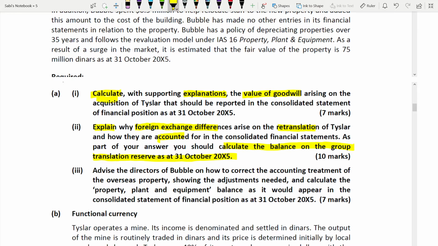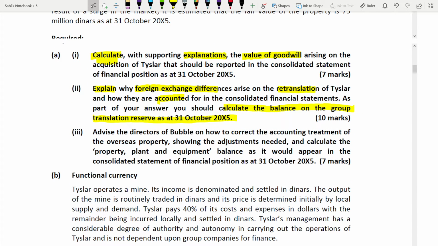Third, advise the directors of Bubble on how to correct the accounting treatment of the overseas property, showing the adjustments needed, and calculate the property, plant and equipment balance as it would appear in the consolidated statement of financial position. Now there are two requirements in one. First, you have to advise the director on the correct accounting treatment for the overseas property. You have to do the adjustments also. If any adjustments are needed, then you have to advise and calculate also. And calculate the PPE balance, because it will go in the consolidated statement of financial position.